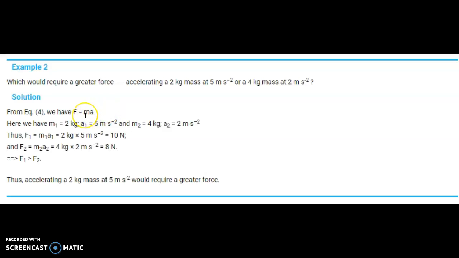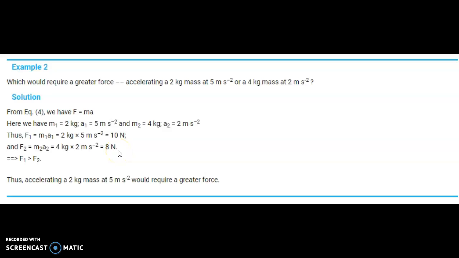So first, here F is equal to ma. What you have to find out is the force. So m1 is 2 kg, acceleration a1 is given as 5 meters per second square. Same way, m2 is given as 4 kg and a2 is given as 2 meters per second square. Now F1 is equal to m1 into a1, that is 2 into 5, 10 Newton. So F2 is equal to m2 into a2, that is 4 into 2, that is 8.